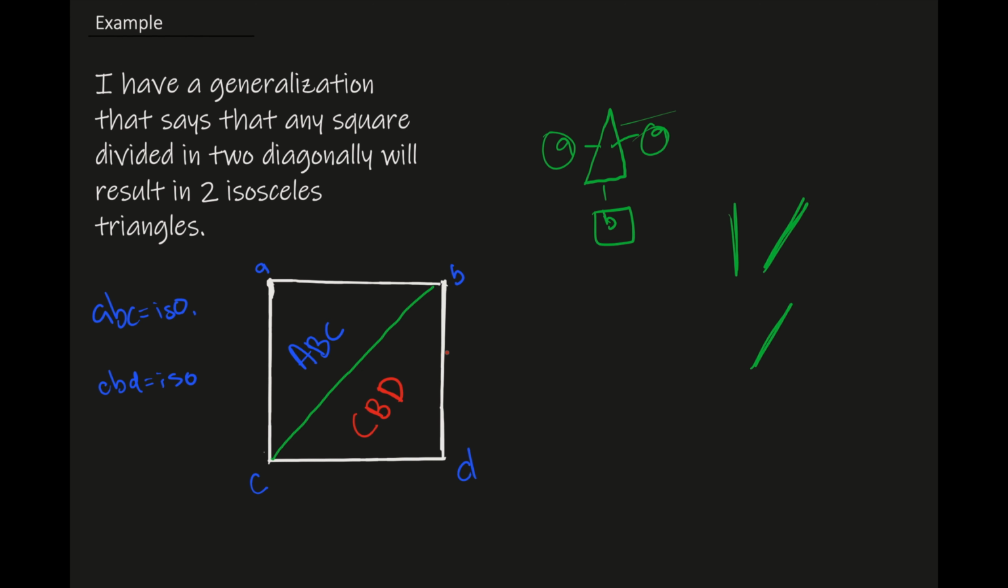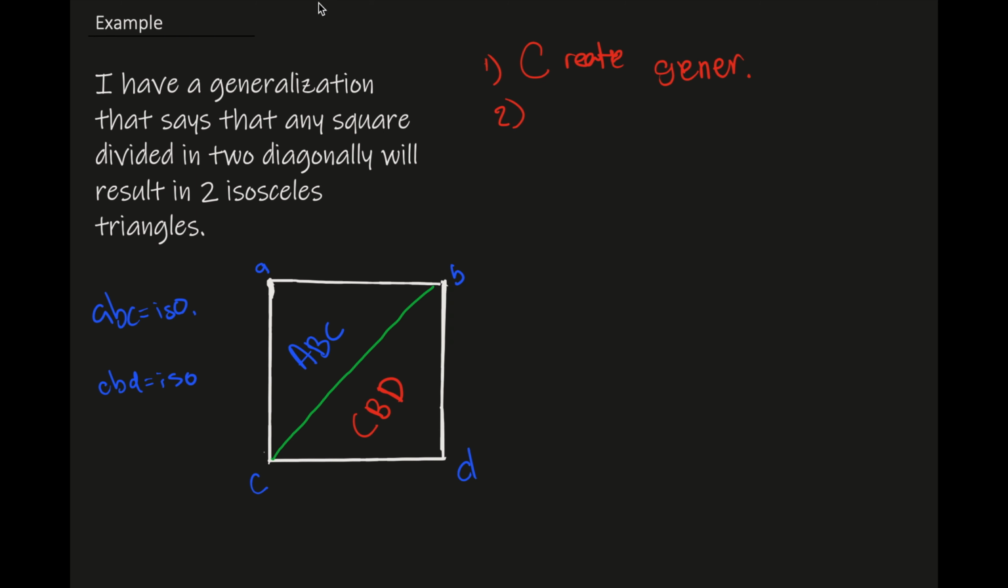Now, how do I test this theory? If you go back to our objective, step 1, I've created a generalization. I'm going to erase all this other stuff because I'm going to need that space. Step 2, draw it out, which is the thing we just did. We drew it out and we named it, so now we're all set to test the generalization.